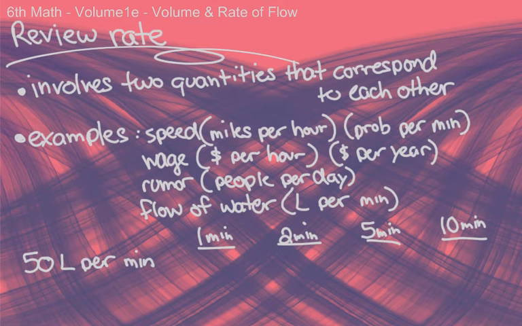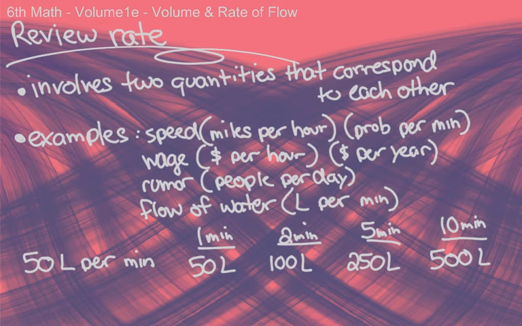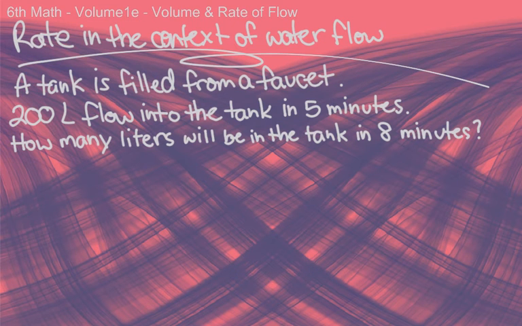So if we have 50 liters per minute, well, in 1 minute we have 50 liters that have flowed. In 2 minutes, let's just double, so we have 100 liters. 5, can you do 5 times 50 in your head? I hope so. And then for 10 minutes, we like that one because all we have to do is multiply by 10 and we have 500 liters. That's really the main thing that we're doing today: thinking about the rate of the flow of water. So let's take a look at the first example here.